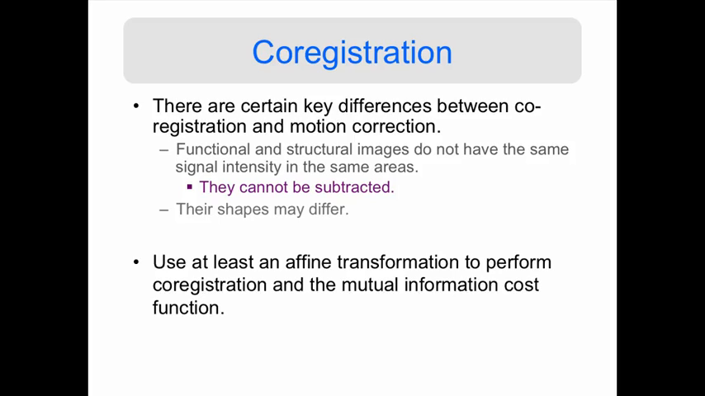Also, their shapes may vary, so we can't do a rigid body transformation because the shapes of the images might be somewhat different. So what we need to do in co-registration is to use at least an affine transformation, so use 12 degrees of freedom that allows us to not only move it around in space, but also scale and shear a little bit. And we also have to use mutual information cost functions because we have the differences in signal intensity.